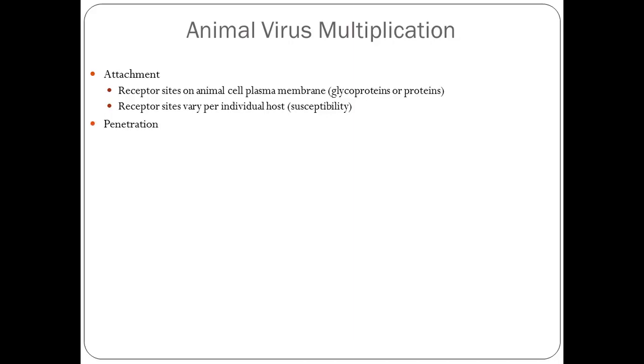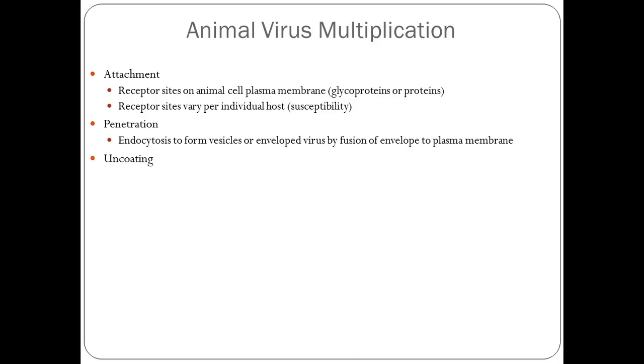The next step is penetration. And penetration is either by endocytosis or fusion. Endocytosis is to form vesicles, and this is what we see with the naked viruses, or envelope viruses, which means it has an envelope. So naked viruses do not have an envelope. An envelope virus does. So if I'm a naked virus, I'm going to come in by endocytosis. If I'm an envelope virus, I'm going to come in by fusion of the envelope to the plasma membrane.